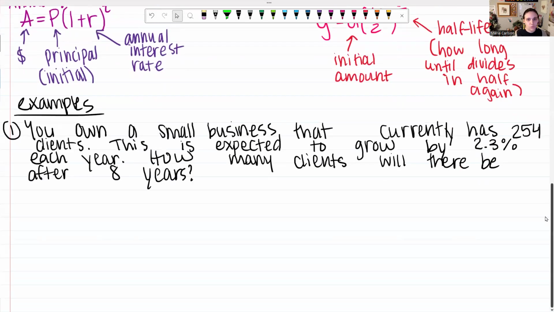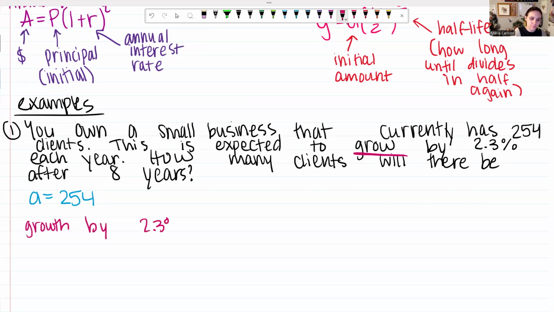So we have the small business. We currently have 254 clients. So the initial value that we're starting with here is 254 people, and it is expected to grow by 2.3% each year. So this is growth by 2.3%.